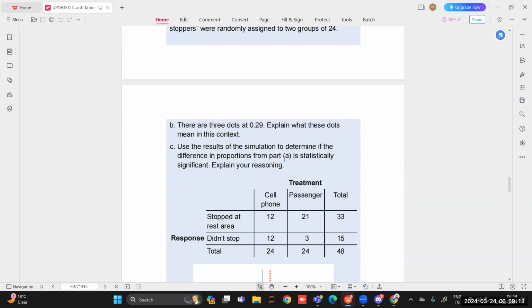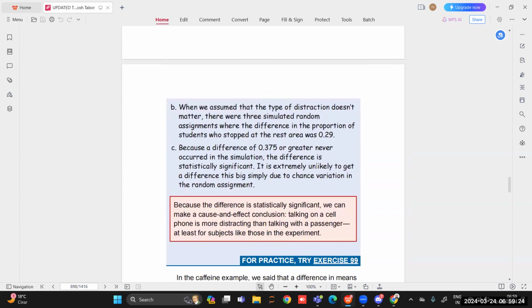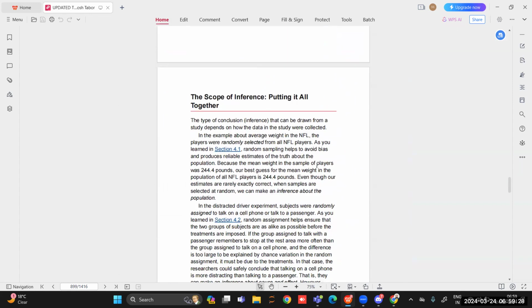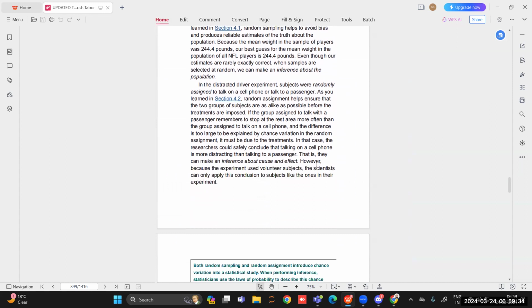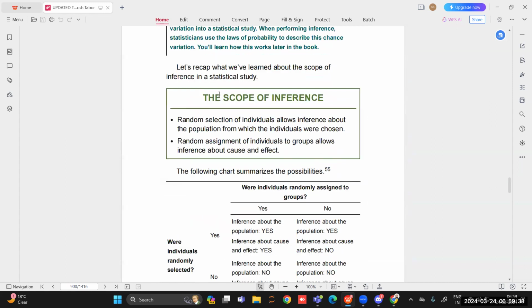Seeing this dot plot, you can see that it is normally distributed, and there is not much variance in it. Therefore, it is statistically significant. Is this clear? So the scope of inference. What is the scope of inference? It is based on the differences in the output that we are getting. So we will use this.